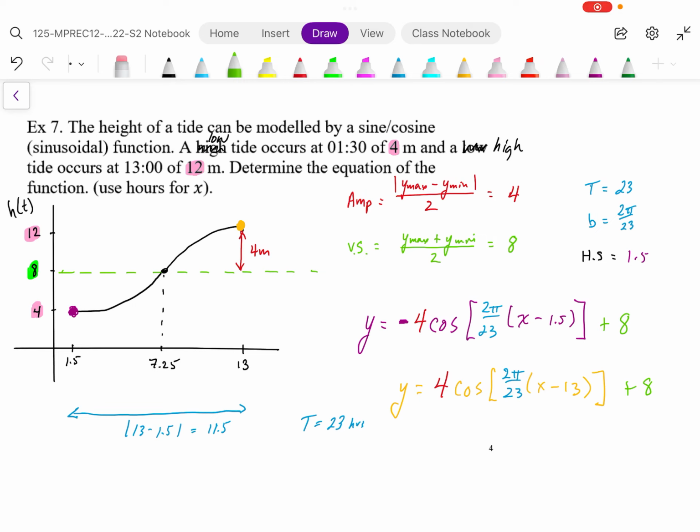And then finally, I could also do this using the sine, which means that middle position represents the starting point of sine. So I can write this as 4 sine of 2 pi over 23. The shift position is going to be halfway between the min and max along the x-axis. So I add those two together and divide by 2. So I get 7.25. And then the same vertical shift.